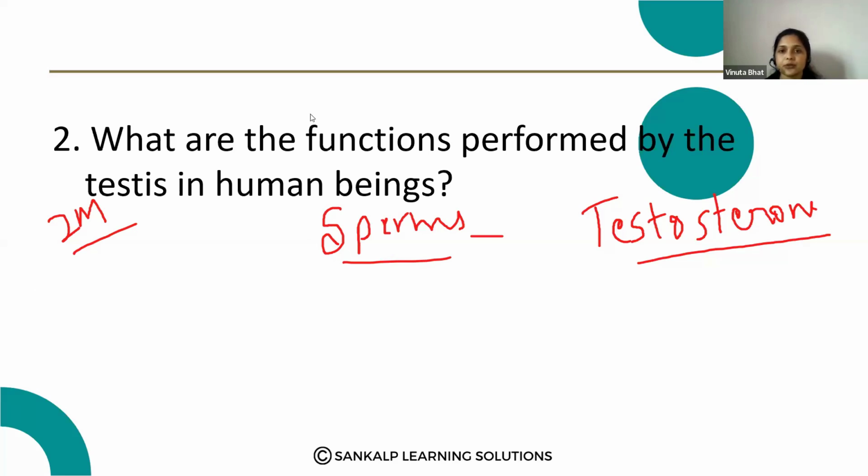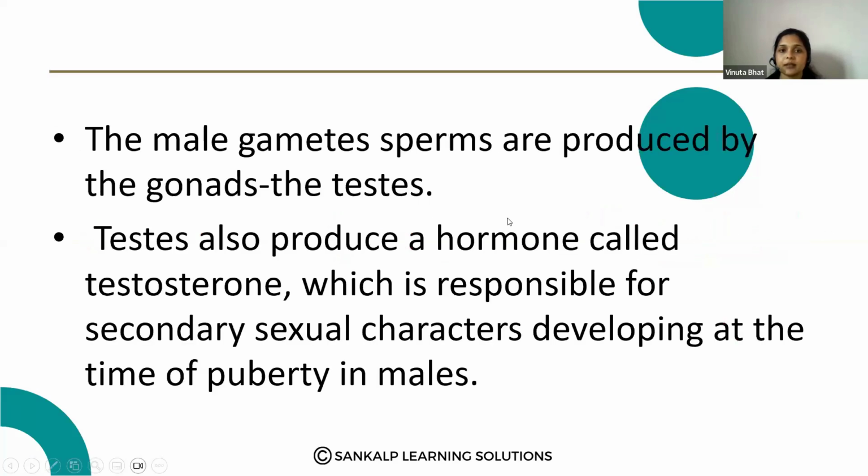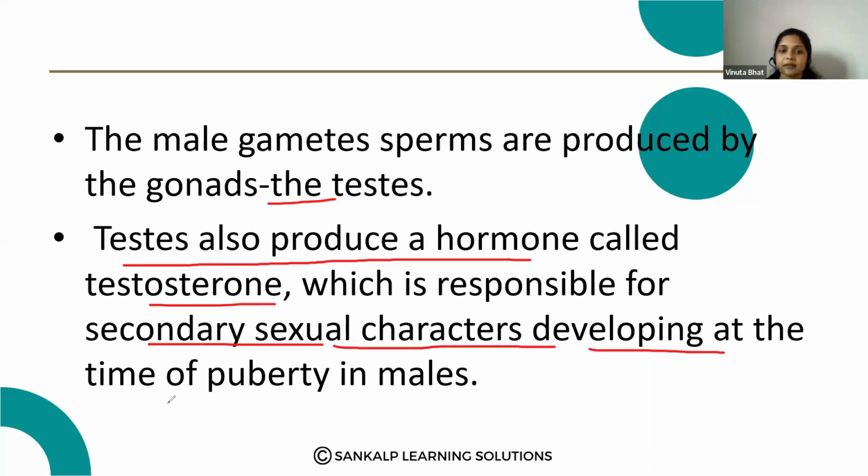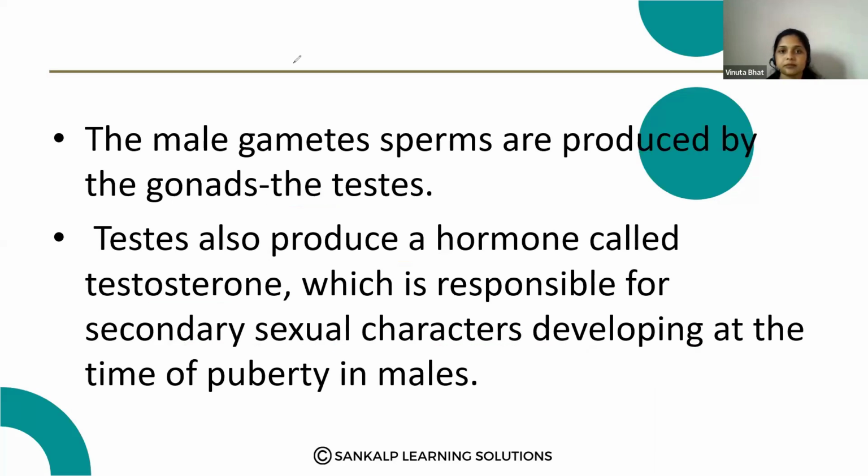So how should you write the answer? The male gametes, sperms, are produced by the gonads, the testes. Testes also produce the hormone called testosterone, which is responsible for secondary sexual characters developing at the time of puberty in males. So this is very important. Please note down the answer. What are the functions of the testes? This is a 2 mark question.